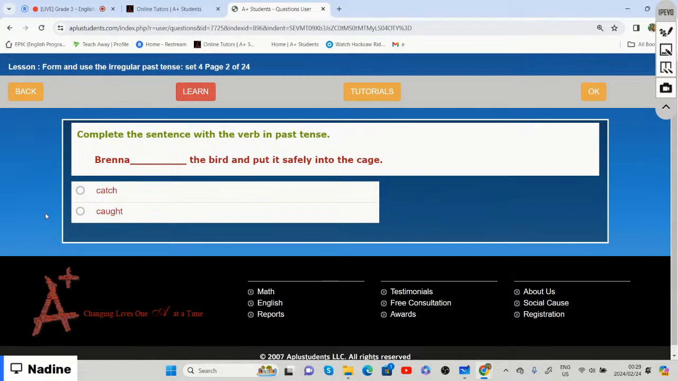Brenner, like the present tense, right? Brenner catch the bird and put it safely in the cage. But in the past tense, what is the past tense of the word catch? Do we say Brenner catch the birds and put it safely in the cage? Or Brenner caught the bird and put it safely into the cage?